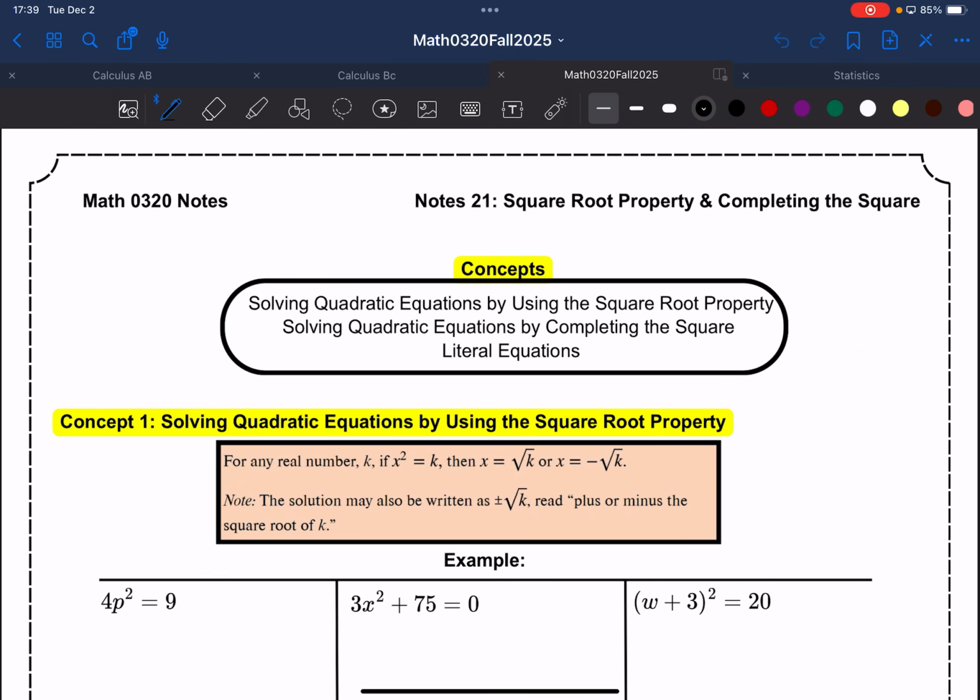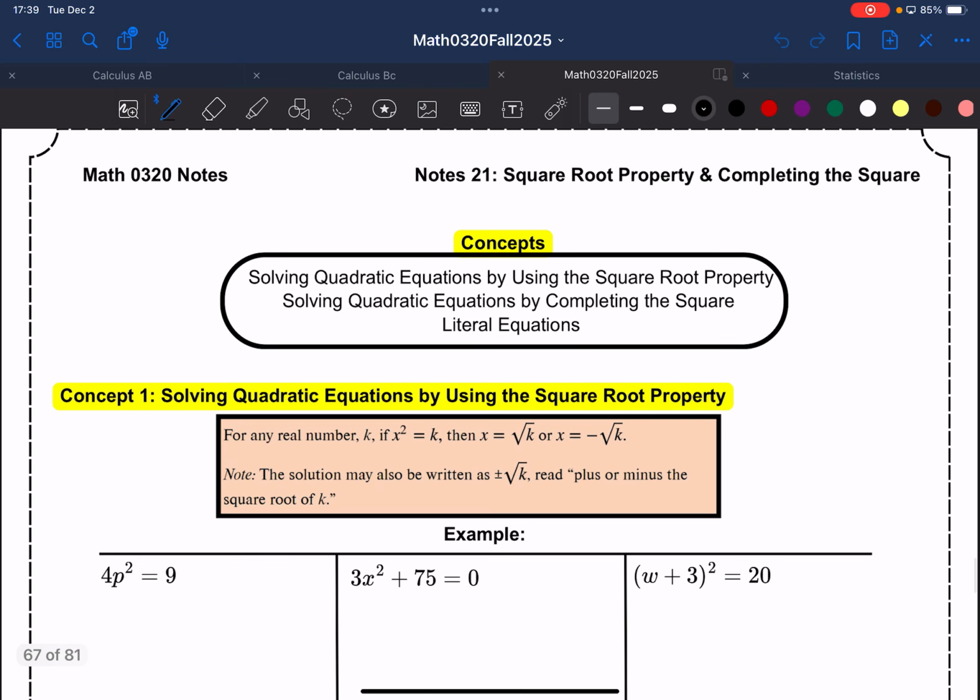Okay, so this is notes 21, the square root property and completing the square. So now we're going back and talking a little bit more about quadratic equations. We mentioned that a little bit in the beginning, and now we're going to go on and learn how to solve them by completing the square. And when we're completing the square, we're going to have to use our perfect square method that we learned in the prior notes about factoring.